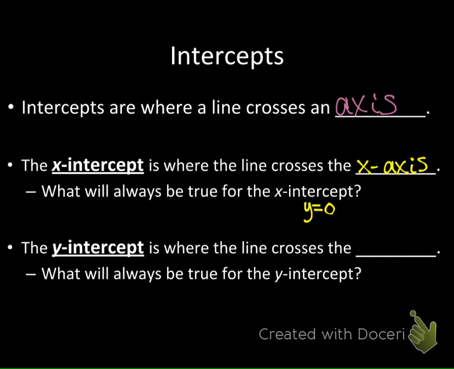So the y-intercept is where the line crosses the y-axis. Okay. So what will always be true for the y-intercept? Say it again, AJ. Perfect. So x will always equal 0 for the y-intercept.